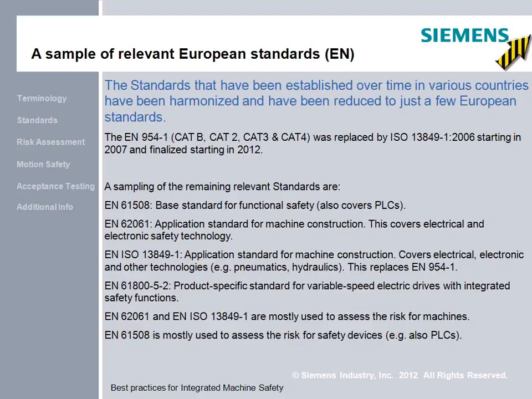with 13849. Beyond that, standards of great interest to the machine tool industry would be EN 62061, which covers electrical and electronic safety technology, and EN 61800-5-2, which I mentioned earlier, which is a product-specific standard, and it deals very well with variable speed electric drives and integrated safety systems.